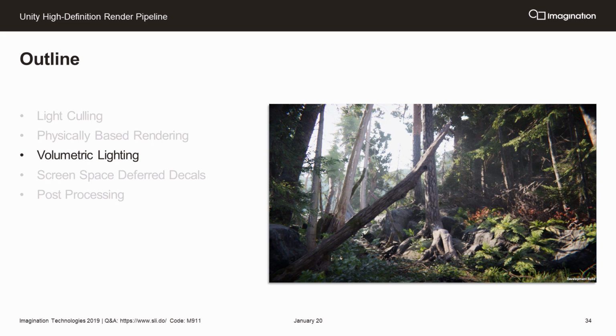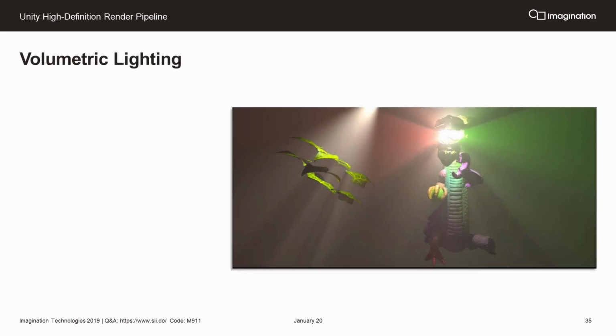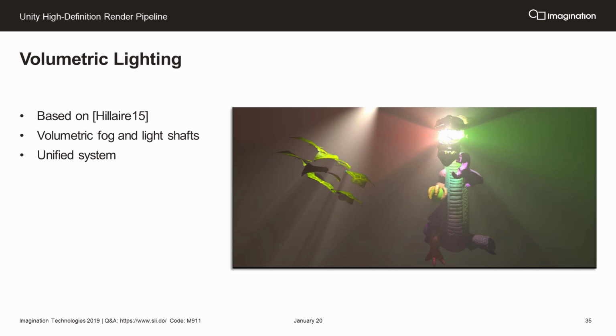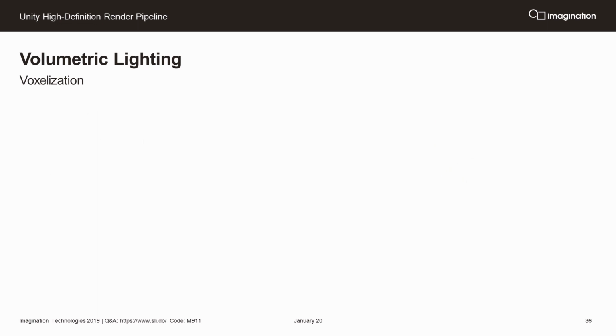Now let us move on to our next topic, which is related to PBR, and it is volumetric lighting. The implementation used in Unity is based on the one used in Frostbite engine, and this is used to render volumetric fog and light shafts. This is also a unified system, meaning that the scene lights will interact with the fog, and this technique also heavily utilizes asynchronous compute. So let's move on to the actual algorithm.